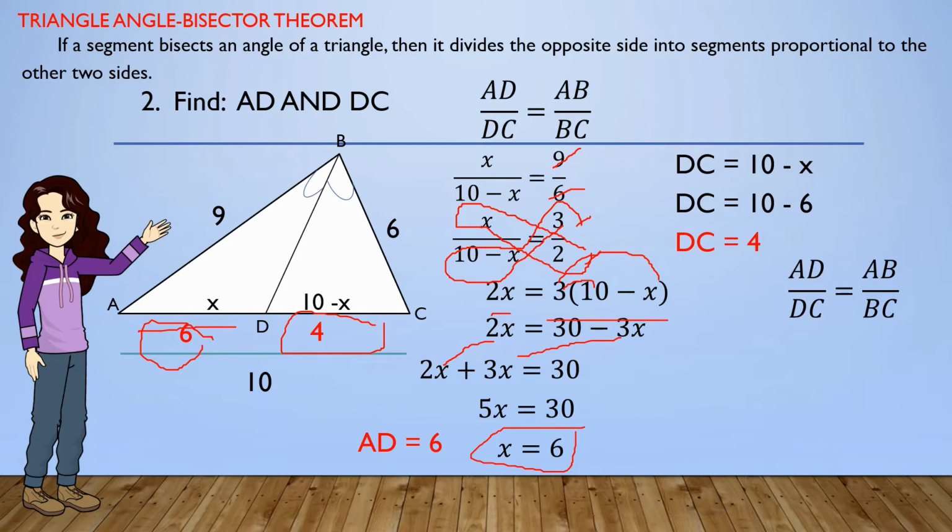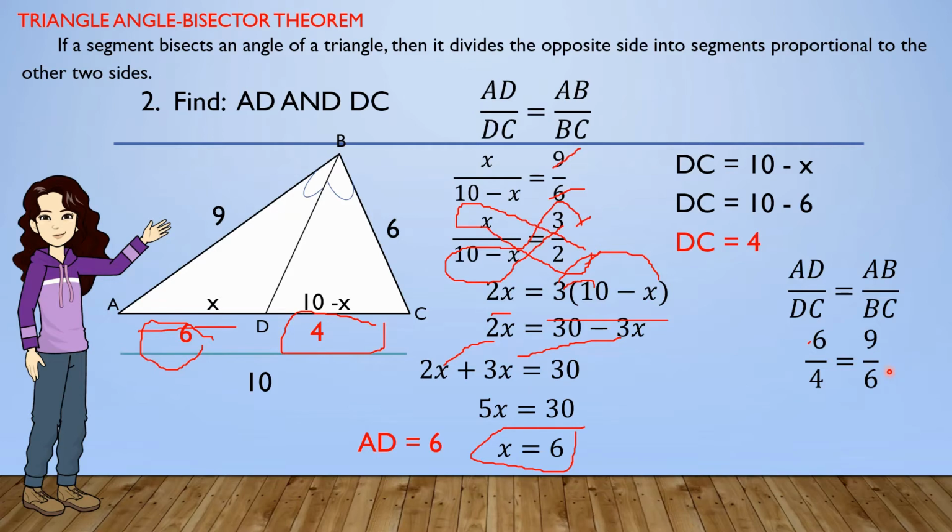Okay, we're going to check if AD over DC is equal to AB over BC. So substitute the measures of each segment. We have 6 over 4, since AD is 6 and DC is 4. AB is 9, and then BC is 6.